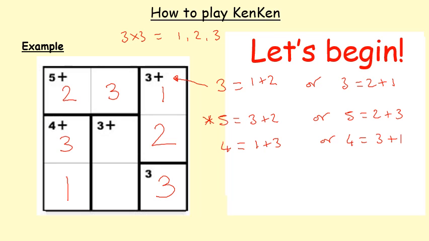So now if you look at the gaps and what's left, we've got this single cage that is 3 plus. In this row here, we have 3 and we have 2, which means the number between has to be 1.